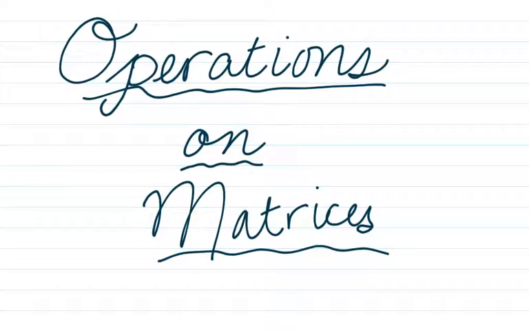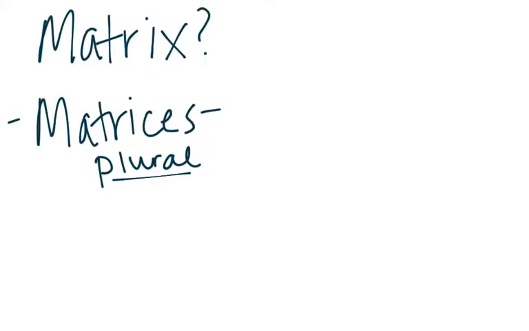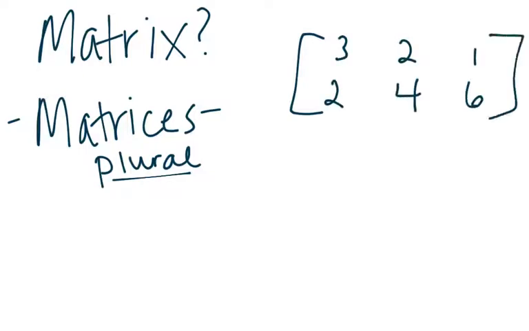In this video, we're going to look at operations on matrices. The first thing we need to discuss, though, is what is a matrix? A matrix is a rectangular arrangement of values that are put into rows and columns. So an example of a matrix might be like this. It's enclosed in large brackets, and the rows are horizontal, and the columns are vertical.